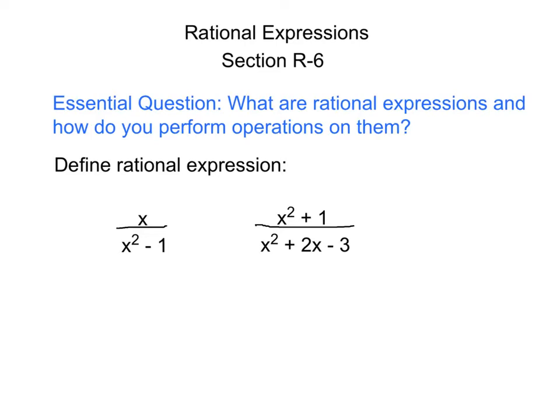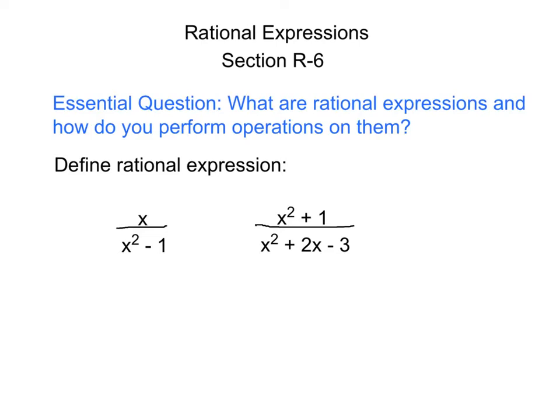Now, because the set of real numbers for which an algebraic expression is defined is referred to as the domain of the expression, and the fact that rational expressions indicate division, and division by zero is undefined, we must exclude numbers from a rational expression's domain that make the denominator zero.